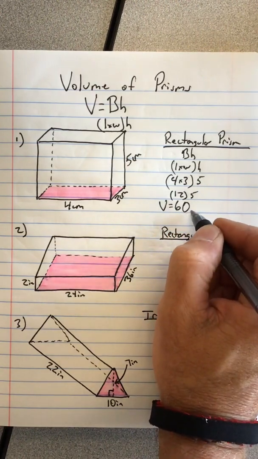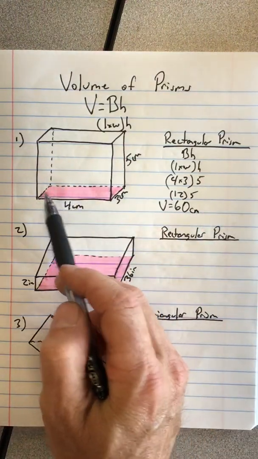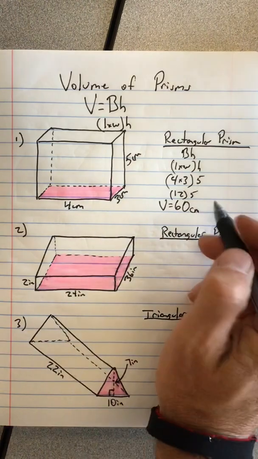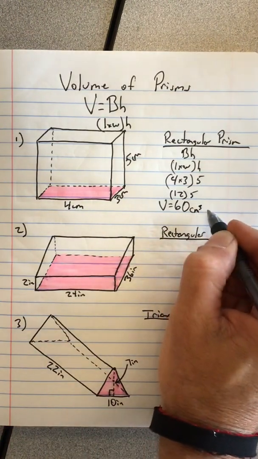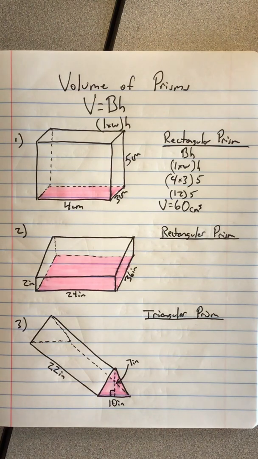It is 60 centimeters cubed. Cubed meaning a 3D little cube has 3 measurements, so you put a little 3 there. So that's 60 cubic centimeters, or 60 centimeters cubed.